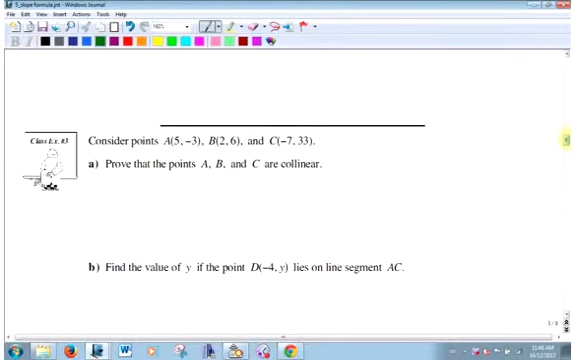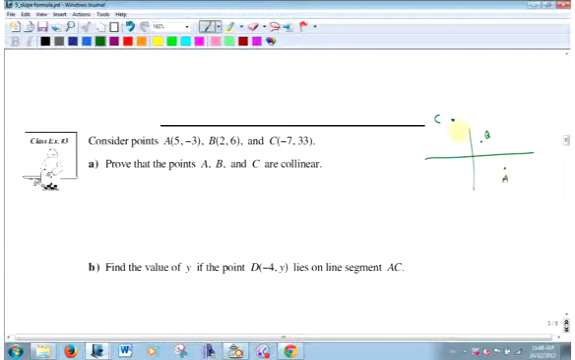So they got a little exercise. Prove, consider these points. There's 1 point, there's 2 points, there's 3 points. Prove that those points are collinear. So a quick little sketch tells me, okay, minus 7 and 33, that's up here somewhere. 2, 6, that's like here somewhere. And 5, minus 3, that's like here somewhere.